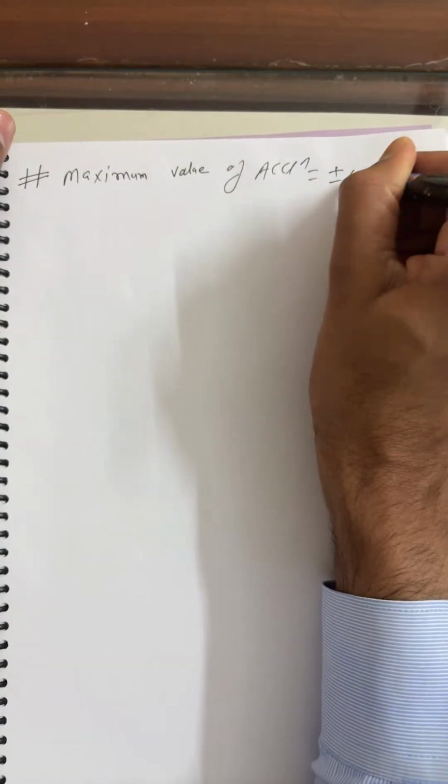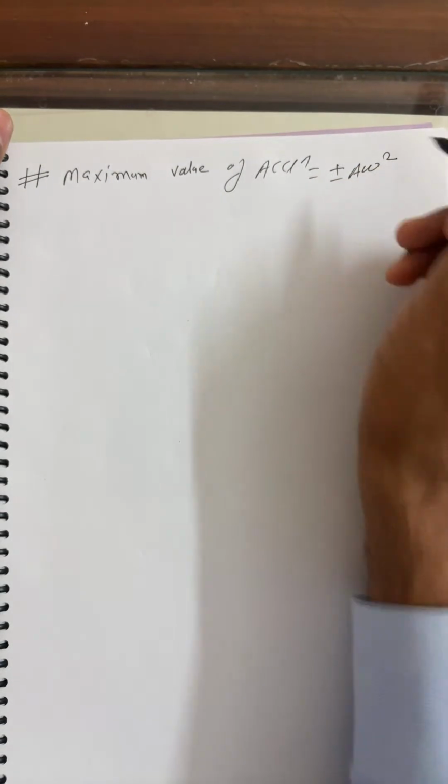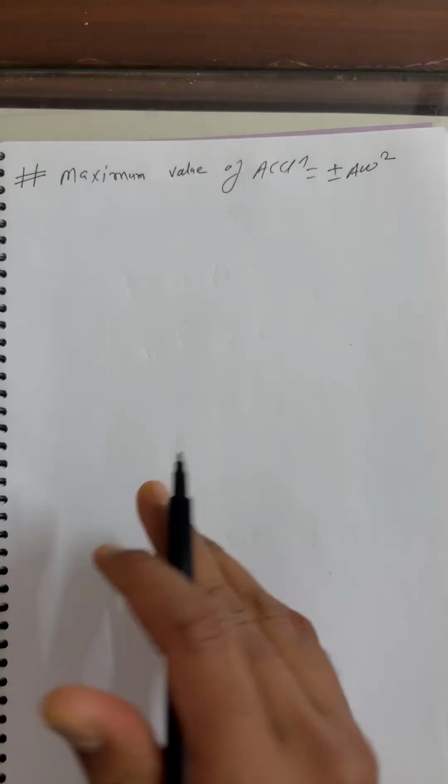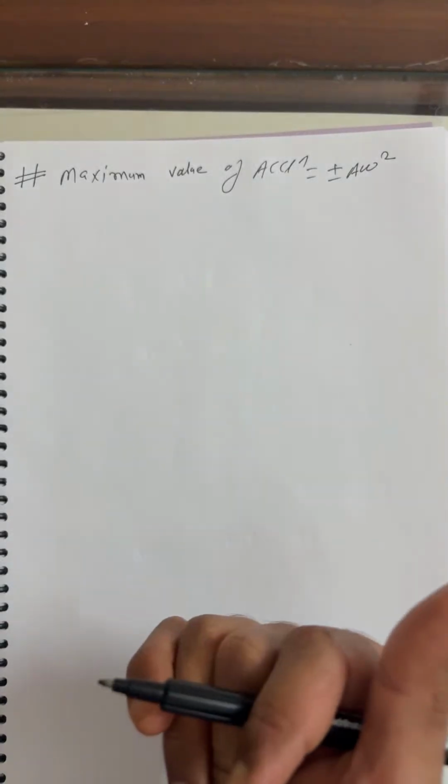It is plus minus Aω². Just keep in mind that the maximum value of acceleration is what you have to take. No, I said a equals minus ω²x, but for maximum you can take it like this.